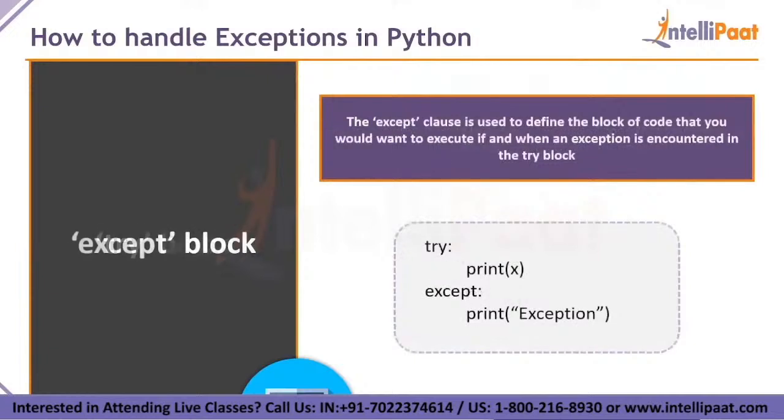So next up we have the except block, right? The except clause is used to define the block of code that you would want to execute if and when an exception is encountered in the try block, right? So say in this particular case, suppose the print statement fails. When it fails, the control goes to the except block and it will print exception, right? So you can deal with this in various ways. You can add various categories of exception in front of the except clause to deal with that particular exception only, which we will see in the example that we are going to execute.